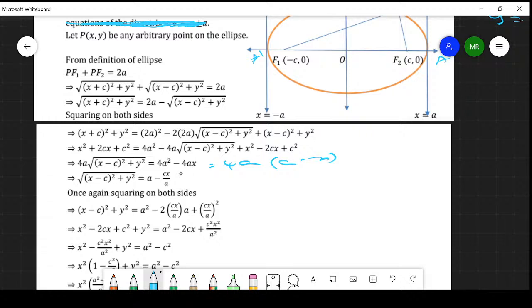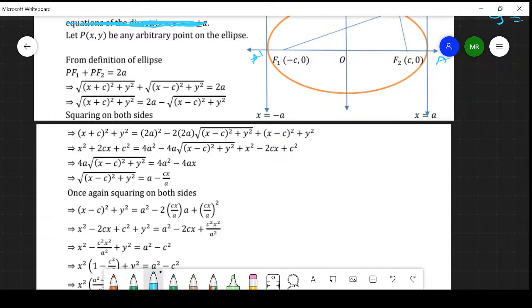Because 4a square minus 4a cx, this is 4a cx. You will get this one. I am dividing, so a minus cx by a. Correct.